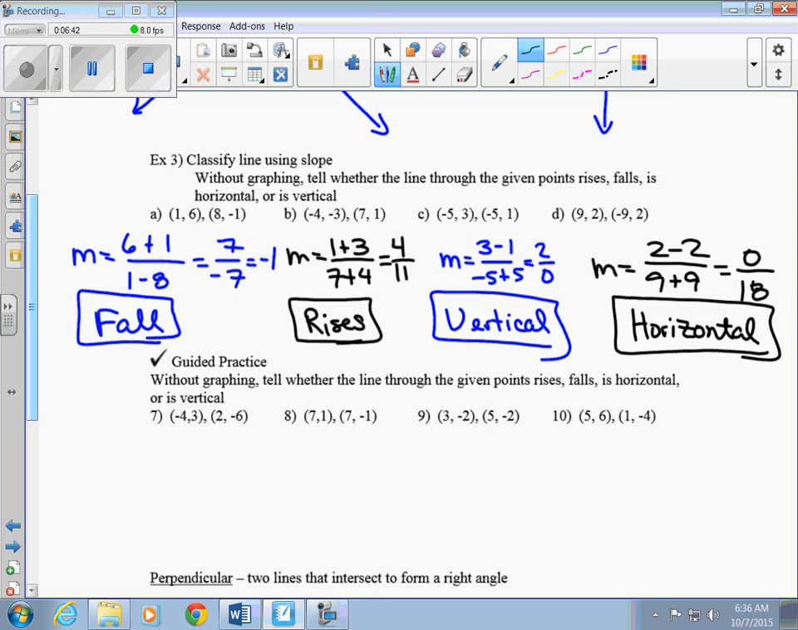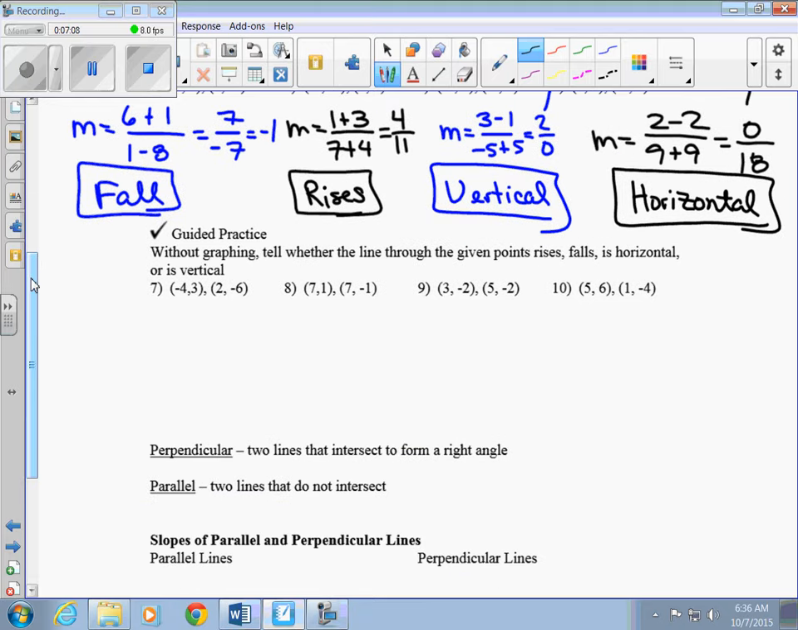Now, if they ask us the slope of this one, you have to tell me it's undefined. You cannot leave it as 2 over 0. If they ask you for the slope of this one, you have to say that the slope is 0. You cannot leave it as 0 over 18. You need to know the difference between those two.